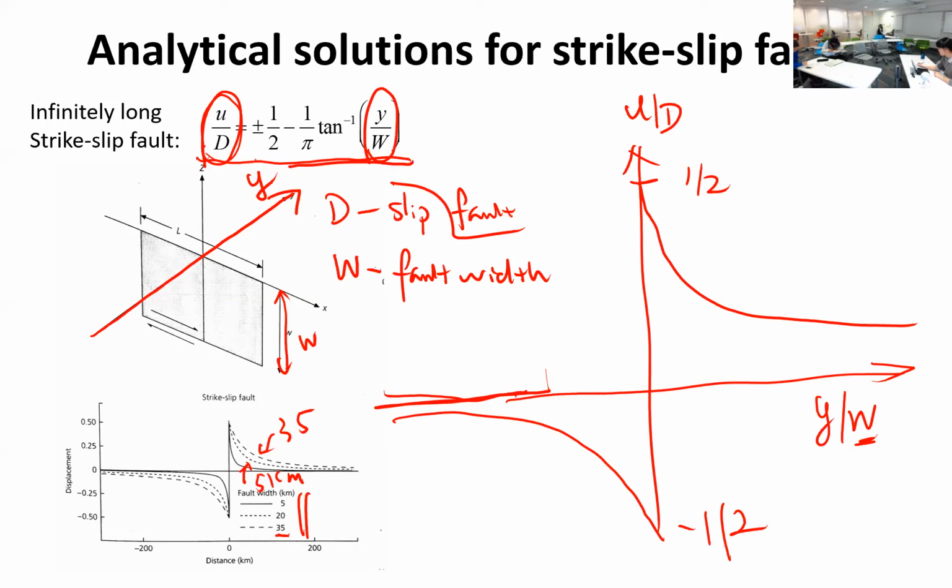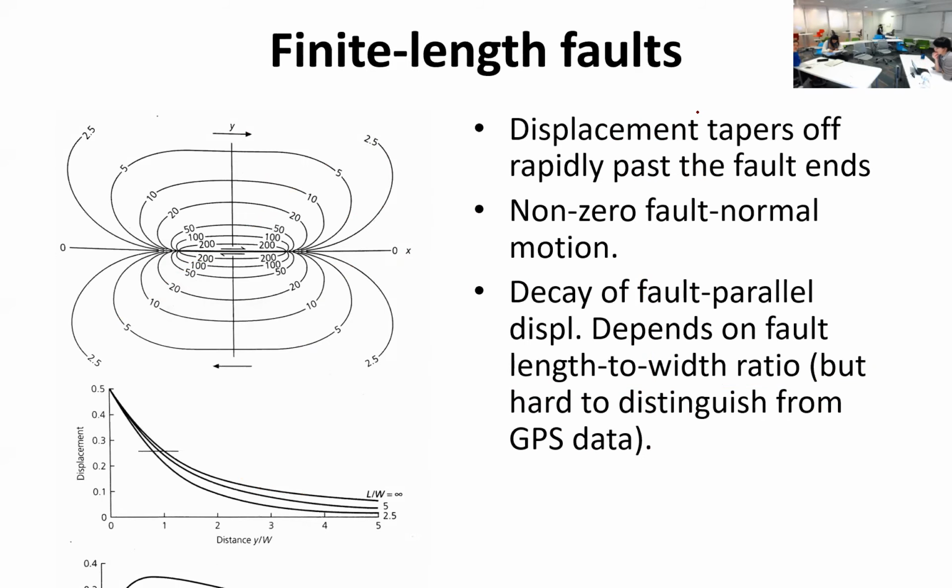And again, everything here is coupled or normalized by your slip D and the width of the fault. So that means you can't really rely on just this data to get an independent estimate of D and W. But let's see how that goes.